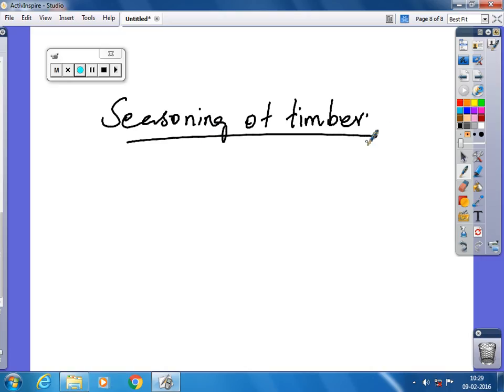Okay, done with the defects of timber. What are the defects of timber? Natural and other defects. Other defects are artificial defects. What about natural defects? Knots and vein. What about other defects? Warping.